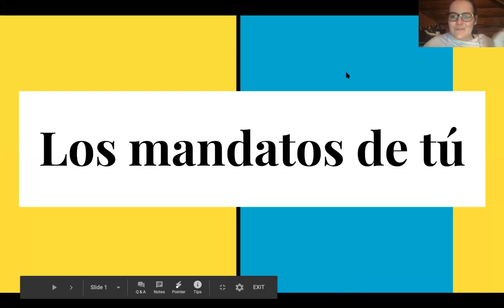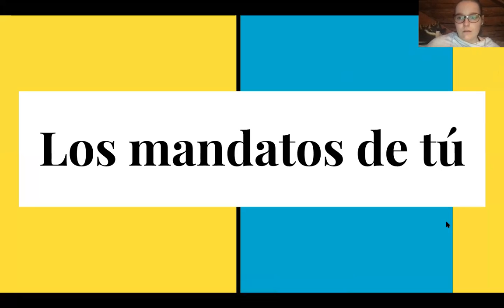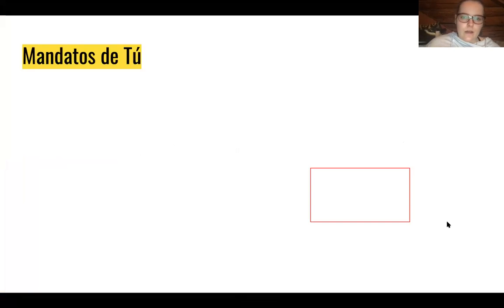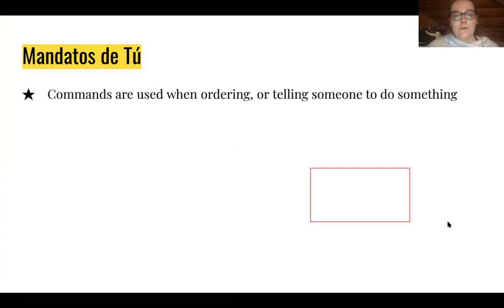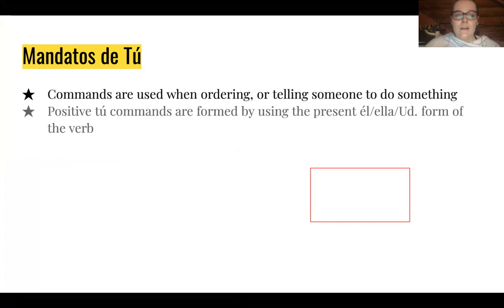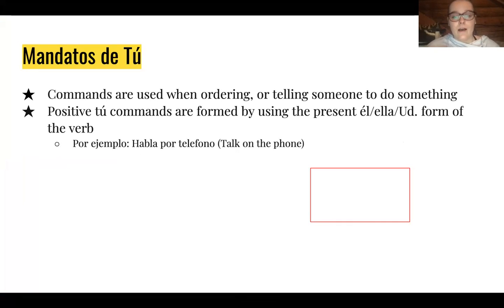So, los mandatos de tú, or tú commands. Let's just do a quick review. Commands are used when ordering or telling someone to do something. Positive tú commands are formed by using the present él, ella, or usted form of the verb. So, por ejemplo, habla por teléfono. You talk on the phone. Yes, you do that thing.